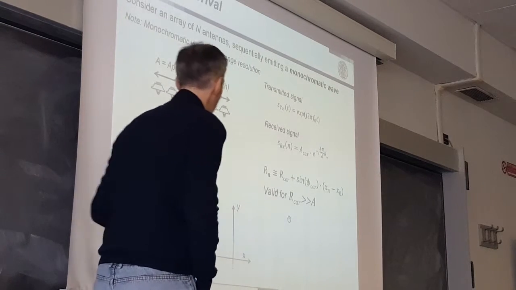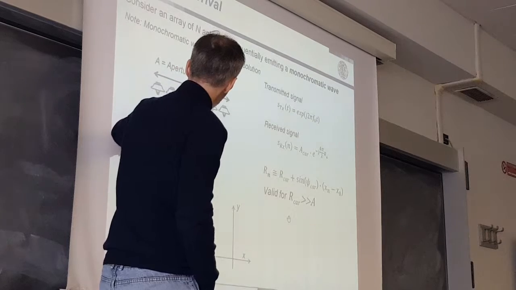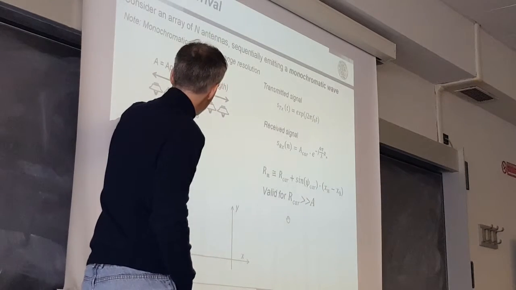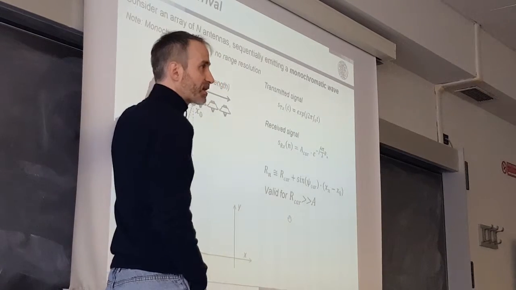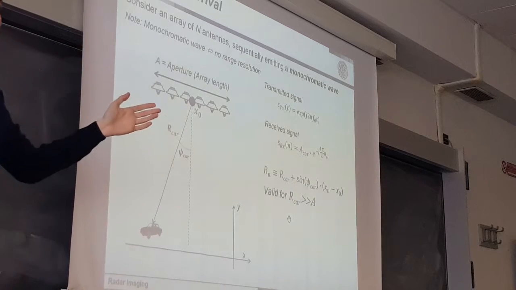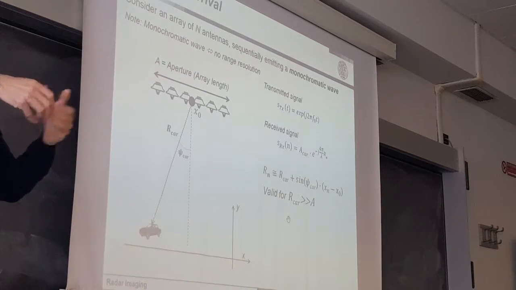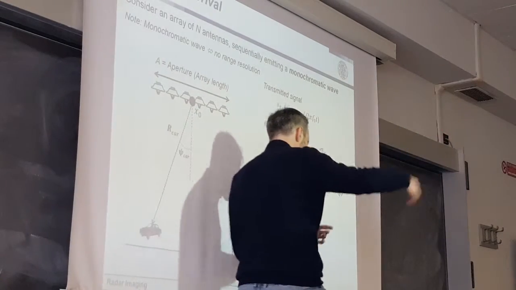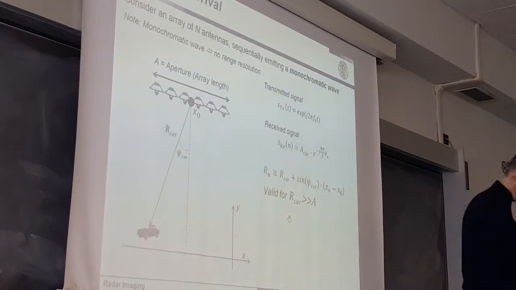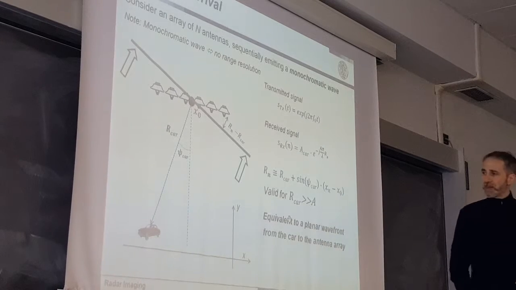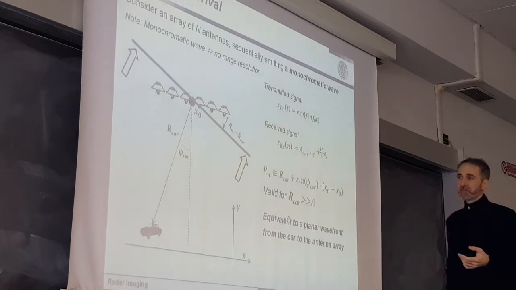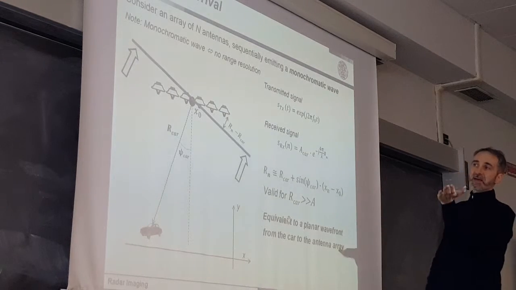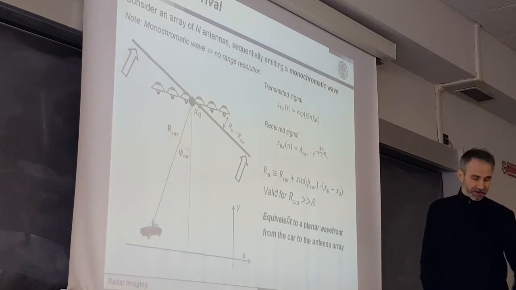This is, of course, valid when this distance is much, much larger than the array length. This approximation doesn't make sense if your array is longer than the distance from the target. But let's say that if your array is small and the target is far away, this makes sense. So basically, if the variation of the distance is linear, then it means that we can assume that a plane wave is arriving on the array.